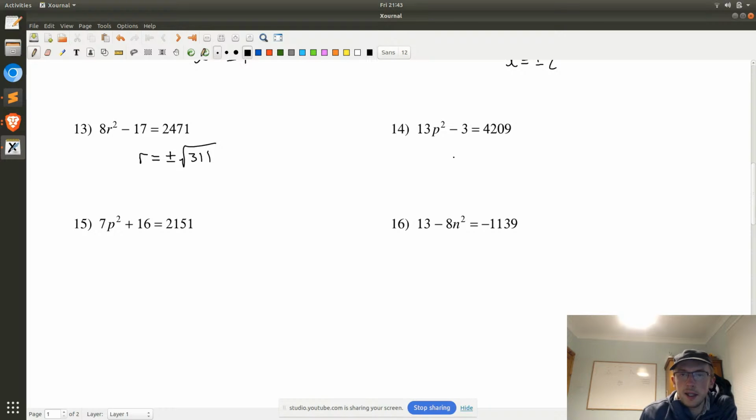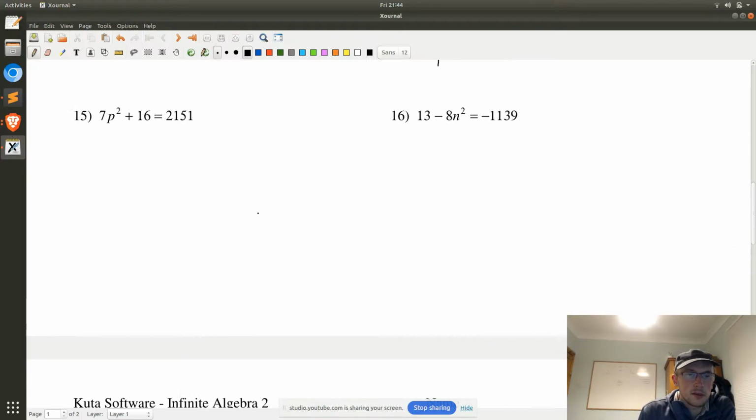13p squared, take 3 equals 4,209. So you add 3 to both sides. So 13p squared equals 4212. 4212 divided by 13. Little bus stop. 13 goes into 42 3 times, with 3 left over. And it goes into 31 twice, with 5 left over. And it goes into 52 4 times. So p squared equals 324. And that's the square of 18. So p equals plus or minus 18.